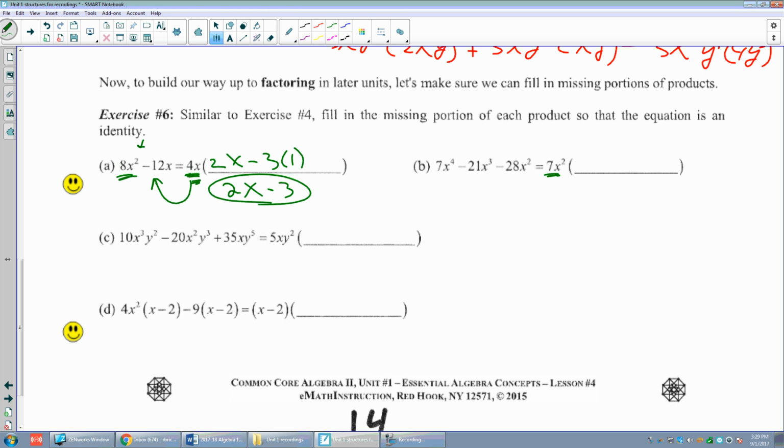7 times what is 7? 1. X squared times what is x to the fourth? That would be x squared. And then we do a minus sign. And then 7 times what is 21? 3. X squared times what is x cubed? X, because 1 plus 2 is 3. And then 7 times what is 28? 4. And then x squared times what is x squared? Just a 1. We're going to leave that 1 out there. So let's just simplify. 1 times x squared is x squared minus 3x minus 4.